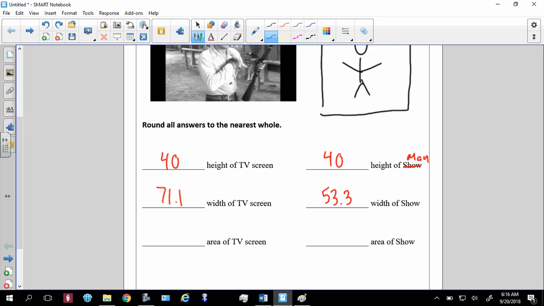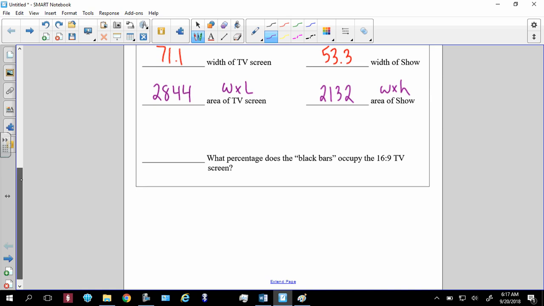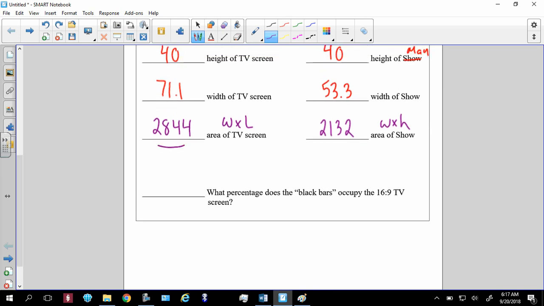All right, so the area of the TV screen, that's a width times height situation. That would be 2844 square inches. This would be 2132 square inches. All right, now from here, we need to start making our observations. Now, the largest area is going to be my total area. Okay, so we have 2844. That's my total because that's the entire screen.